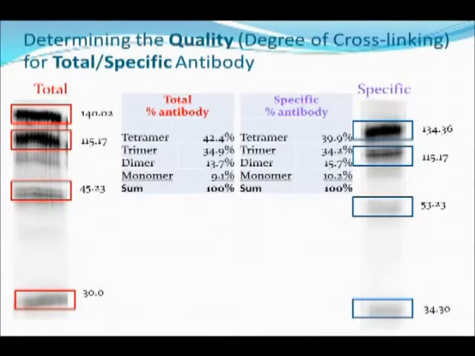So for the total antibody, tetramer made up about 42%, that fully cross-linked form, and specific made up about 40. Then I can take the ratio of specific to total and determine how that changes throughout the immune response.